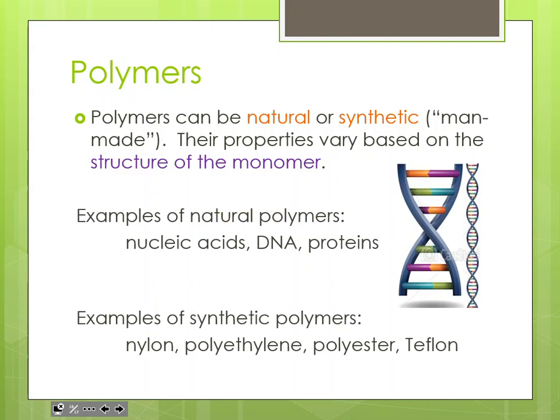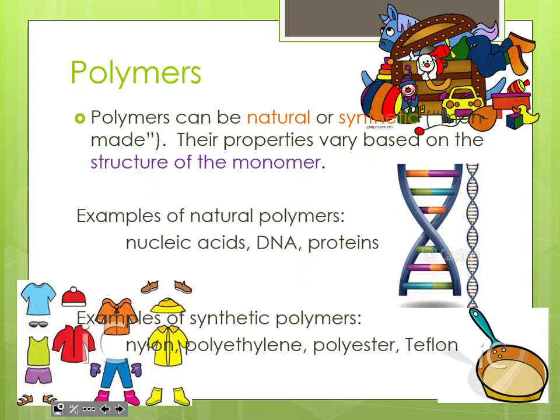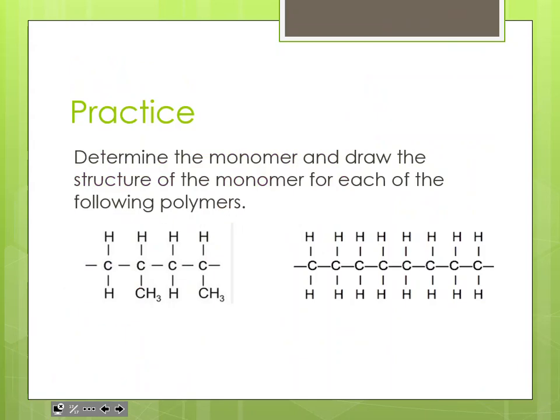Okay. Examples of synthetic: nylon, polyethylene, polyester, Teflon. You'll see some other ones, maybe like Kevlar, which is found in soldiers' vests and things as armor. But they sound synthetic. PVC, polyethylene, polyester, nylon, Teflon. These ones do sound like they are in that category. Okay. So examples, a lot of nylon and polyester and other things are in clothes.